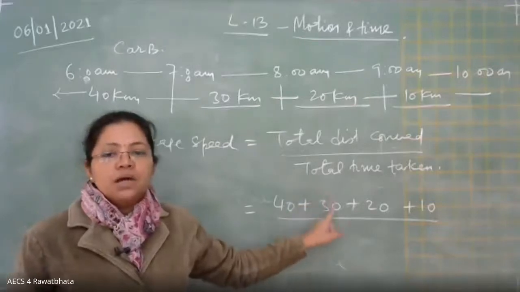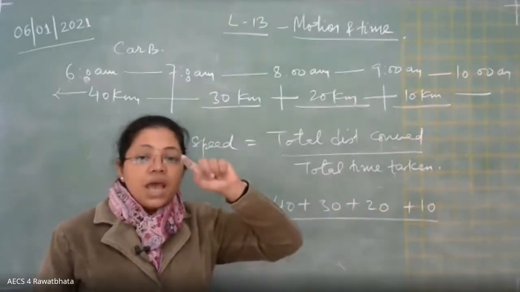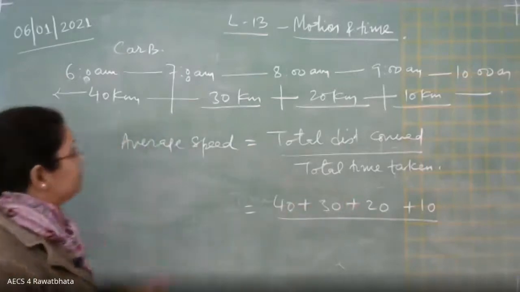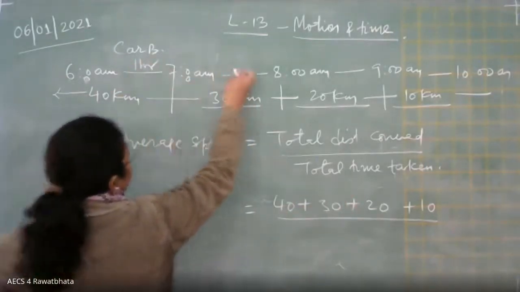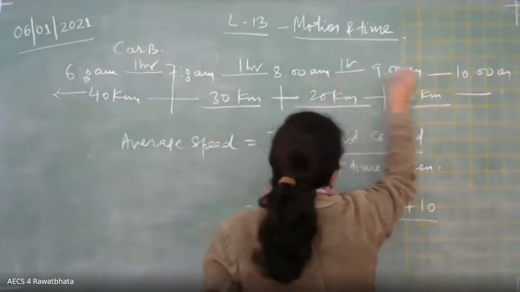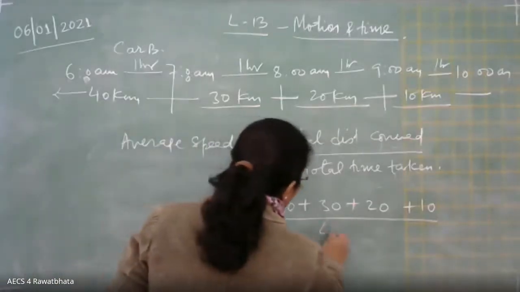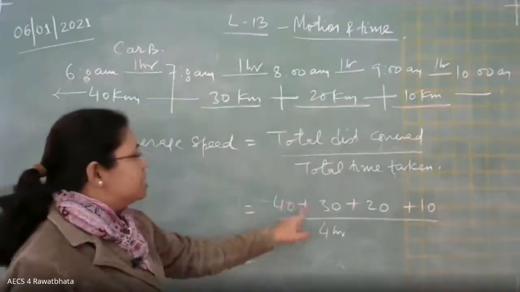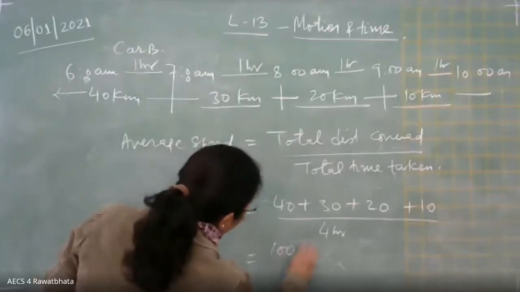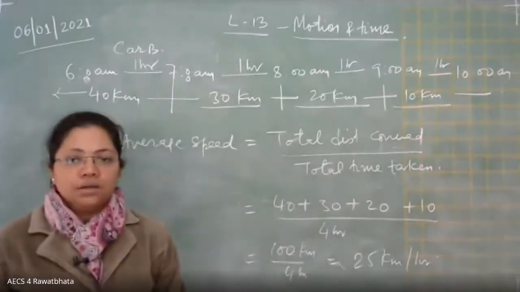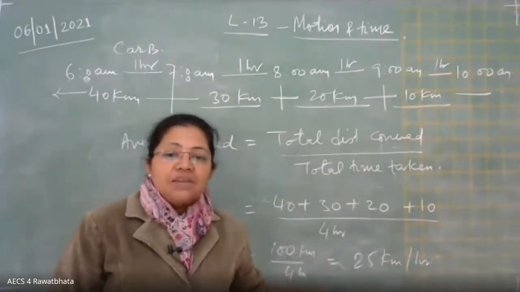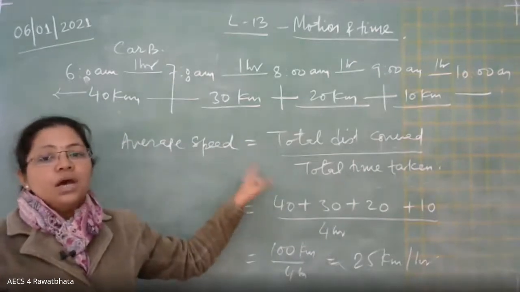ये समझ में आया? 100 kilometers. So 40 plus 30 plus 20 plus 10, right? And now total time. This is 1 hour, this is again 1 hour, this is again 1 hour, and this is again 1 hour. Total 4 hours. 100 kilometers upon 4 hours, 25 kilometers per hour speed. Okay, so that will be the average speed for this particular car.